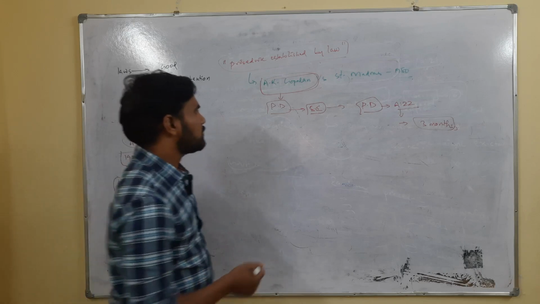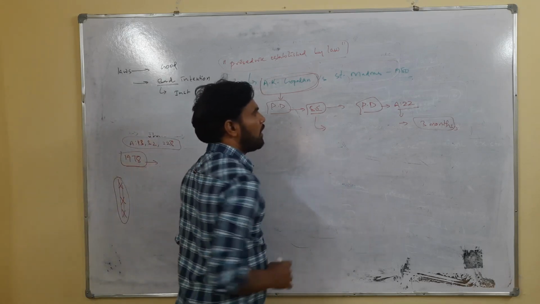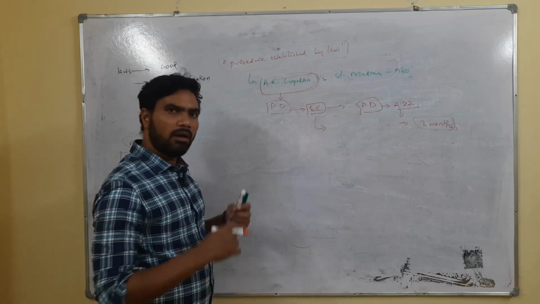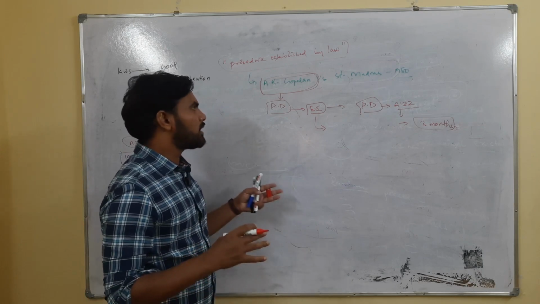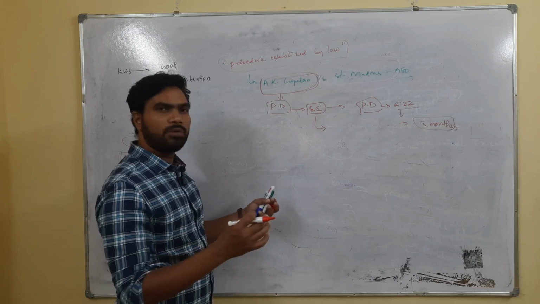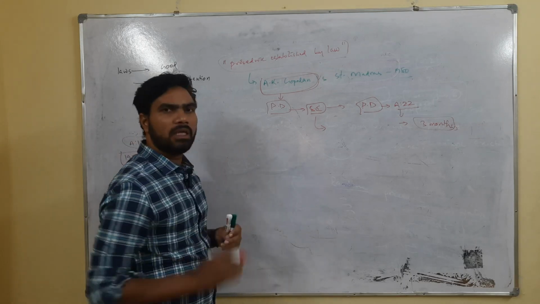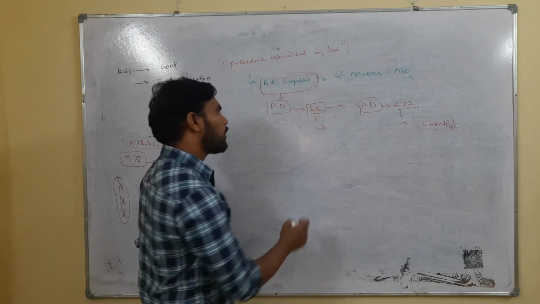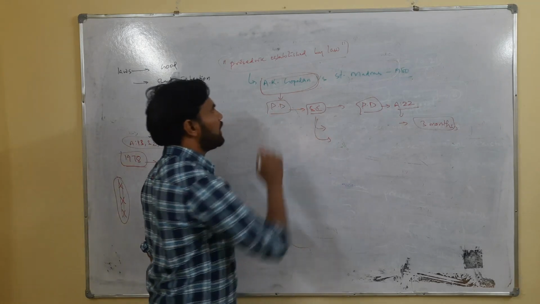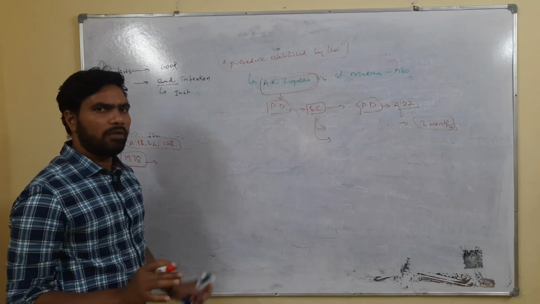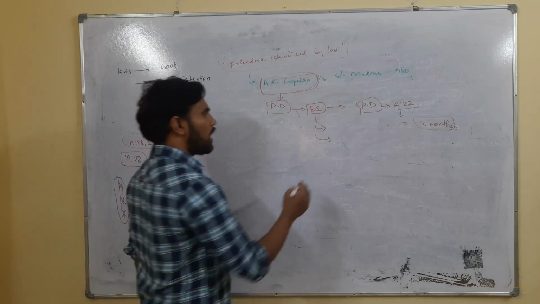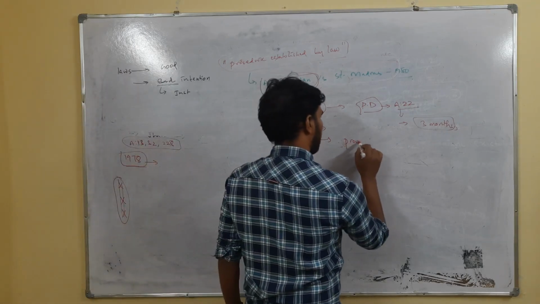Then the Supreme Court said, yes, there is a procedure established by law. There is a law that says a person's right to life and personal liberty can be taken away according to that procedure. The government is right in taking away your right to life and personal liberty, according to the procedure established by law.